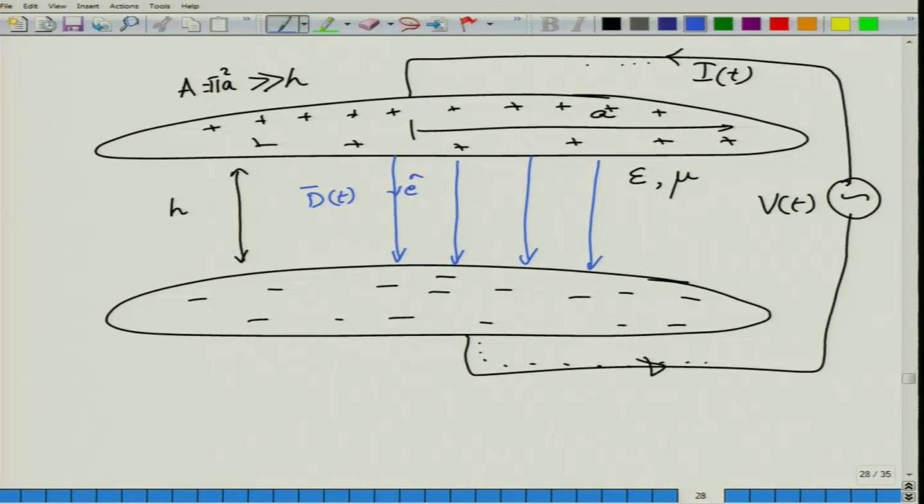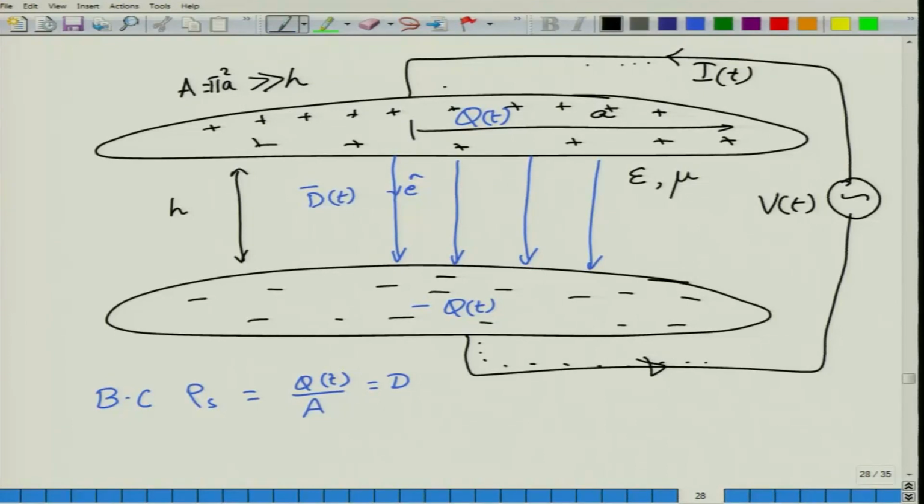So what are the relationships that I am looking at? As I said, the D field is following the charge. The charge deposited on the top plate will be Q of t, the charge deposited on the bottom plate will be minus Q of t. Since I know the area A of the top and the bottom plates, there will be a surface charge distribution rho s, which is given by Q of t divided by A, and we know that the surface charge distribution must be equal to the D field because of the boundary condition. So the boundary condition tells you that the D field must have the value rho s.